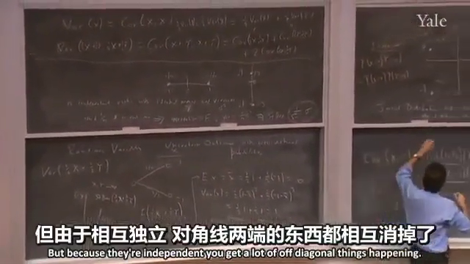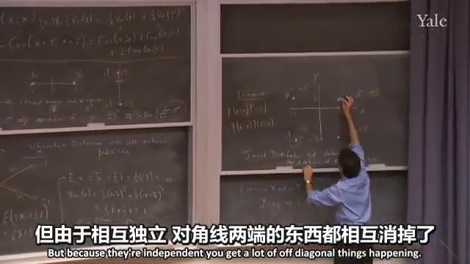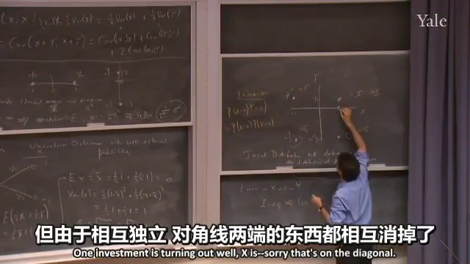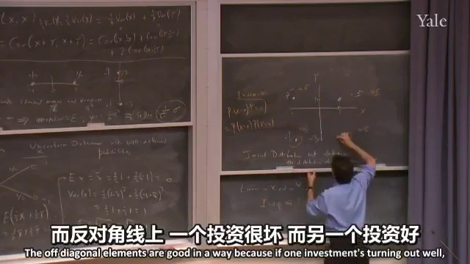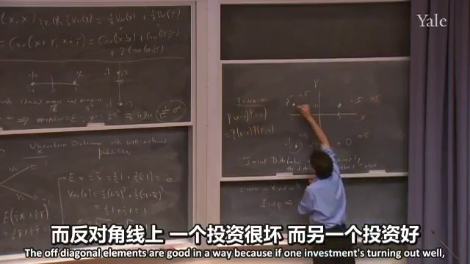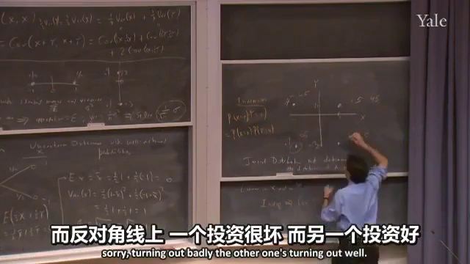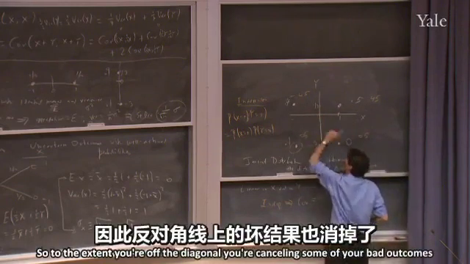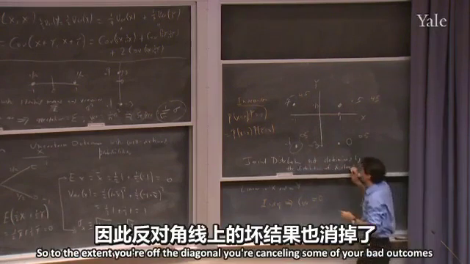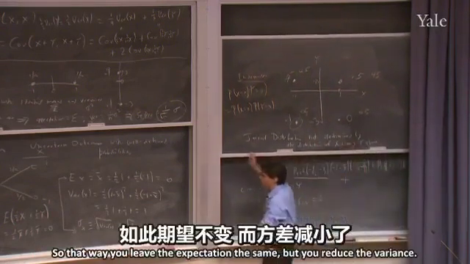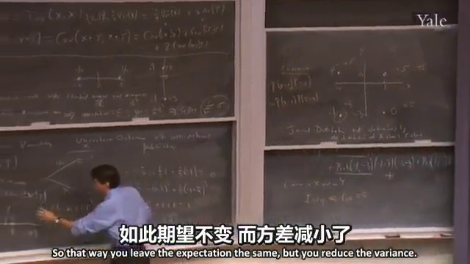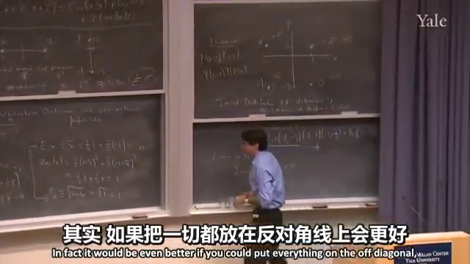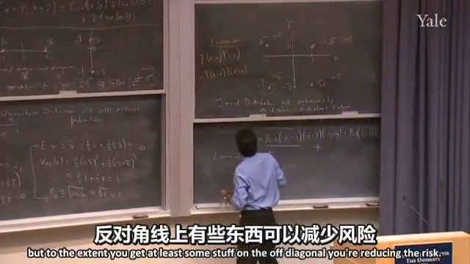But because they're independent, you get a lot of off-diagonal things happening. The off-diagonal things, remember, are canceling. The off-diagonal elements are good in a way, because if one investment's turning out badly, the other one's turning out well. So here, investment Y is turning out badly, but X is turning out well. So to the extent you're off the diagonal, you're canceling some of your bad outcomes, because one's good and the other's bad. That way, you leave the expectation the same, but you reduce the variance. In fact, it would be even better if you could put everything on the off-diagonal. But to the extent you get at least some stuff on the off-diagonal, you're reducing the risk.